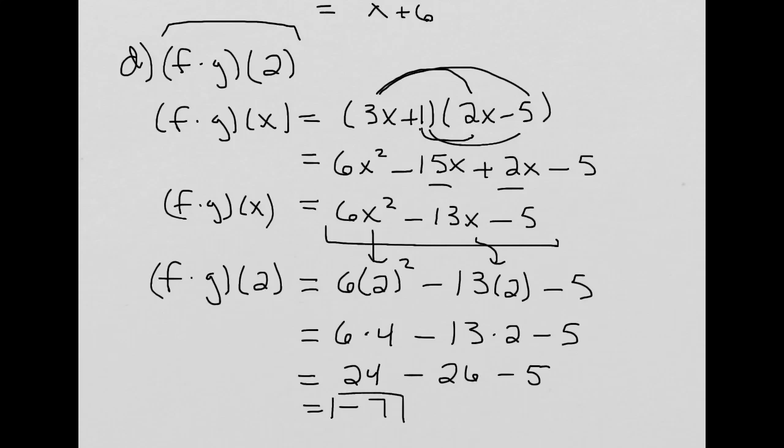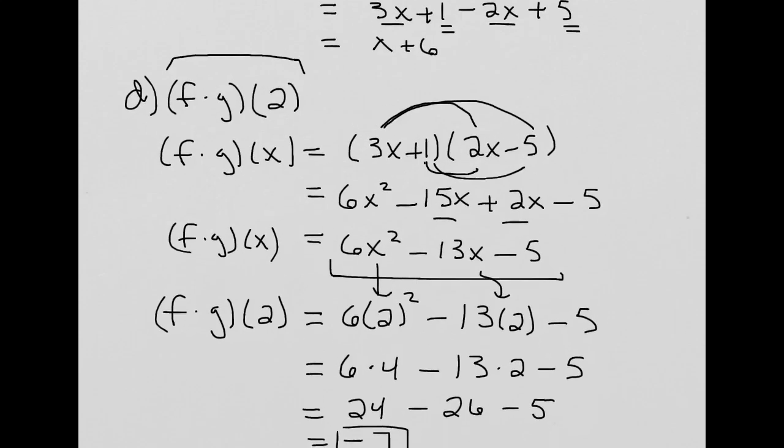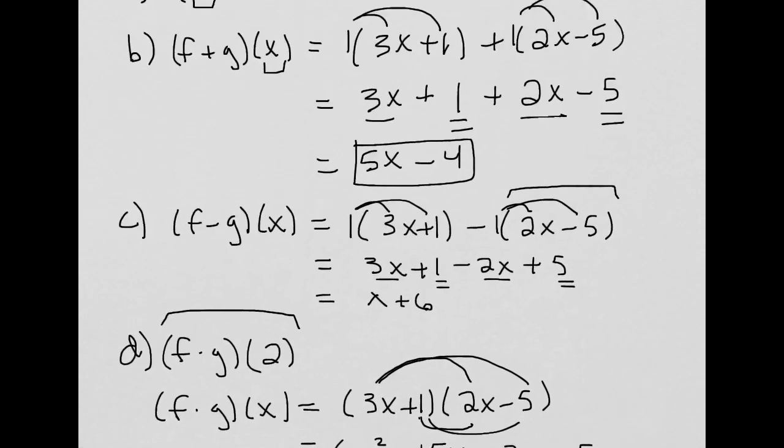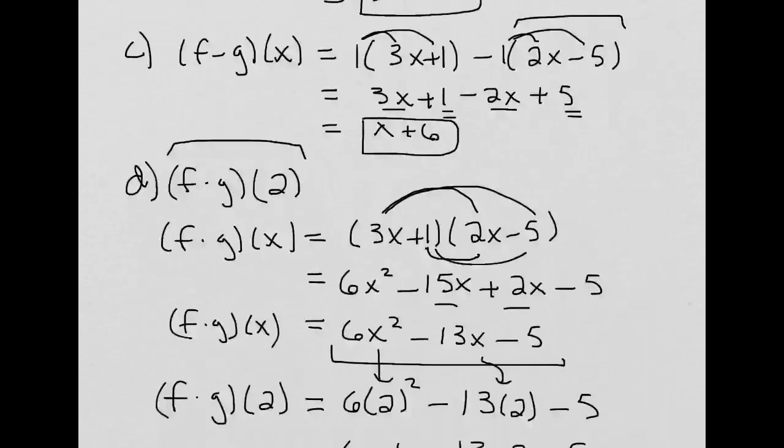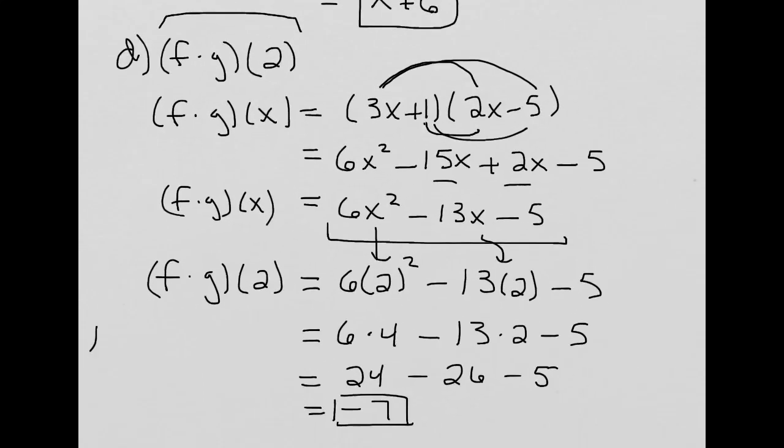answer. So you can see that for part D, my answer is different than it was for part C and B. In parts B and C, notice what I'm left with are formulas. In part D, because I'm plugging a number in for x, what I'm left with at the very end is a number.